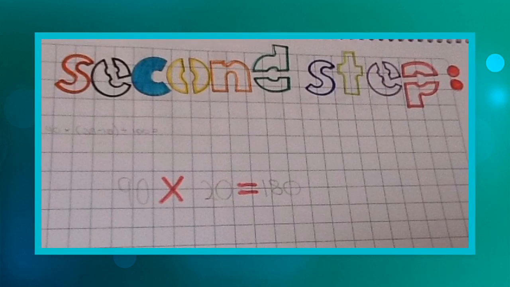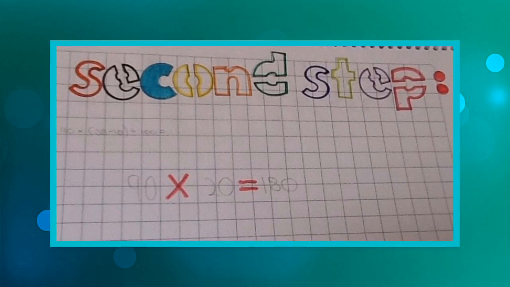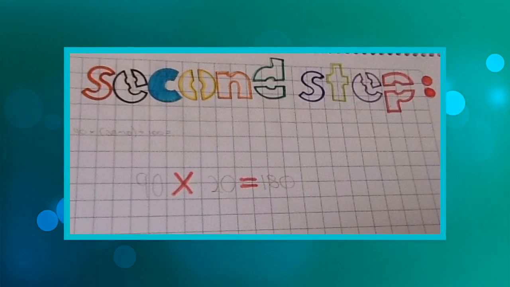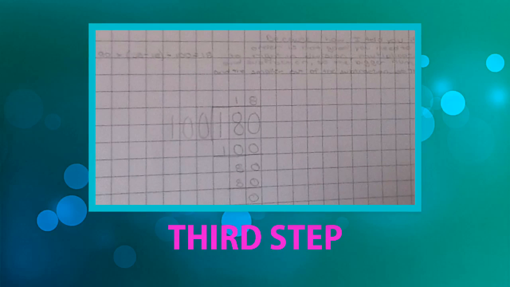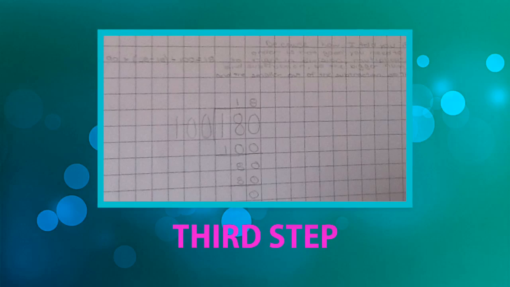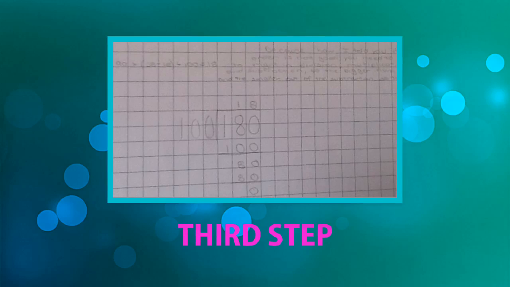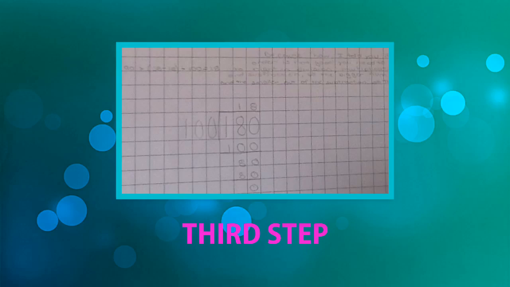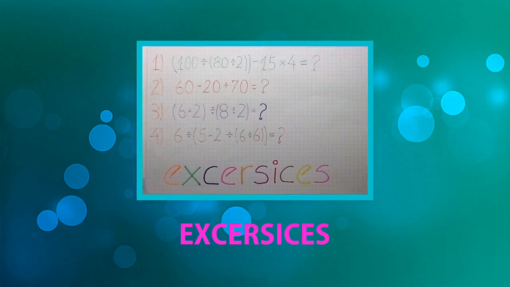The second step is to do 90 times 20 that equals 180, because the 20 is from the first step, I'm going to do 90 because it was near to the first step, and because the times goes next in the Pemdas order. The third step is to do 180 divided by 100 that equals 18, because the 180 is from the second step and the 100 is what was left in the problem, and the divided because it goes next in the Pemdas order. Here are some exercises that we are going to solve.